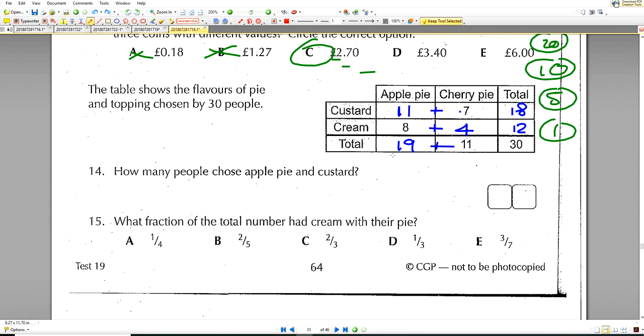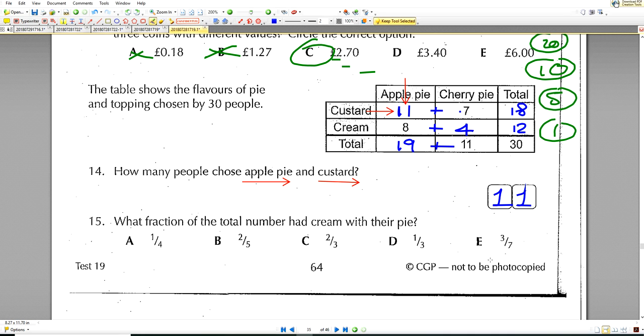How many people chose apple pie and custard? Question number 14. Apple pie and custard. Let's have a look. Apple pie was 11 and custard, there you go, 11. This one here. So you've got to come down here and go across there, and that's the number that we're looking for in that column there. Oops, I need to come off this function. Sorry about that, folks. I'm still on the star. I need the pen. 11.